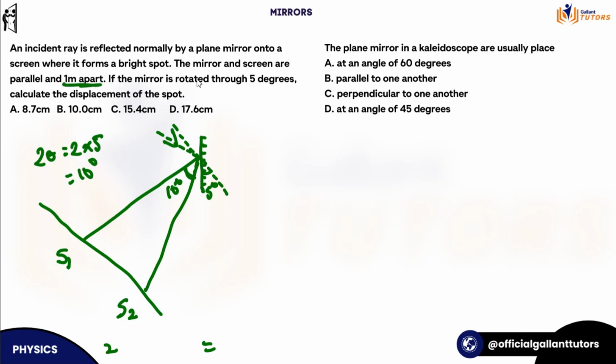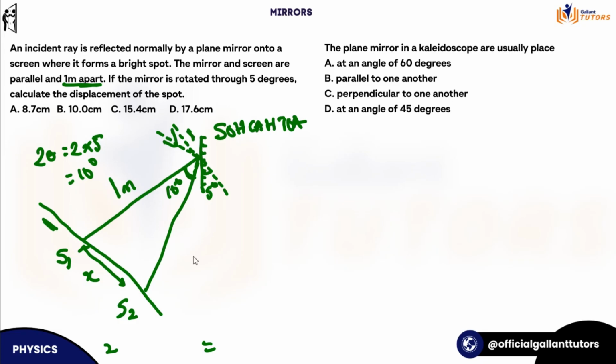Now, remember the information it told us, 1 meter apart. What is this 1 meter apart from which way? The mirror and the screen. All right, so 1 meter. Now we've been told to find something. If the mirror is rotated through 5 degrees, calculate the displacement of the spot. This is the displacement of the spot they are trying to find. Let's take this to be x. Now, to get the formula we're going to use, we have to go back to our basic mathematics, which is SOHCAHTOA.